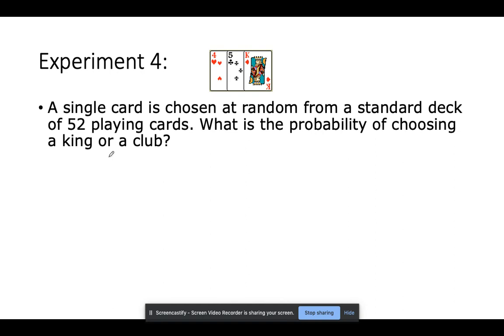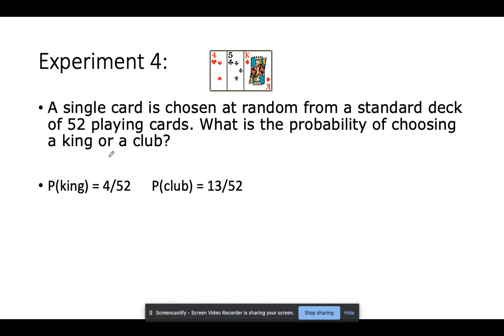So if we randomly choose a card from a single deck of 52, what is the probability of choosing a king or a club? If we followed the rule like we did last time, we would just find their probabilities. Well, there's 4 kings out of 52, and there's 13 club cards out of 52. And if I add those together, I would get 17 out of 52.